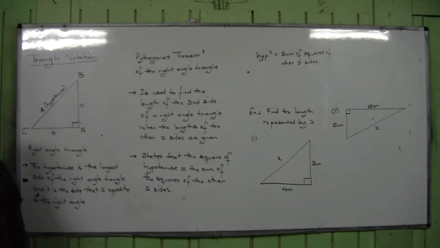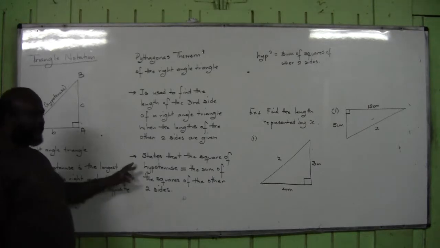In other words, if you know two sides of a right angle triangle and you wish to find the length of the third side, you must use Pythagoras Theorem.